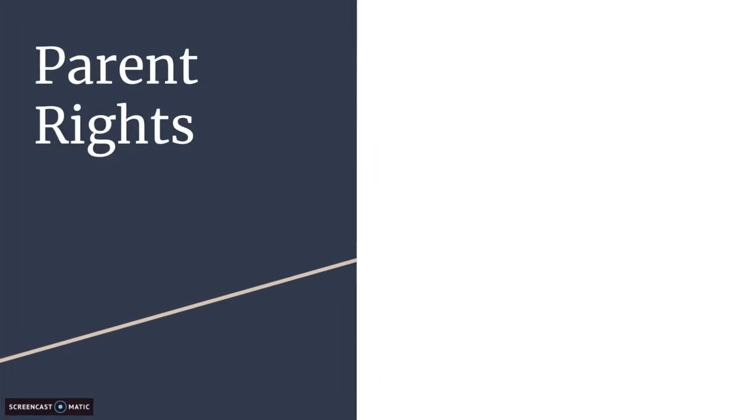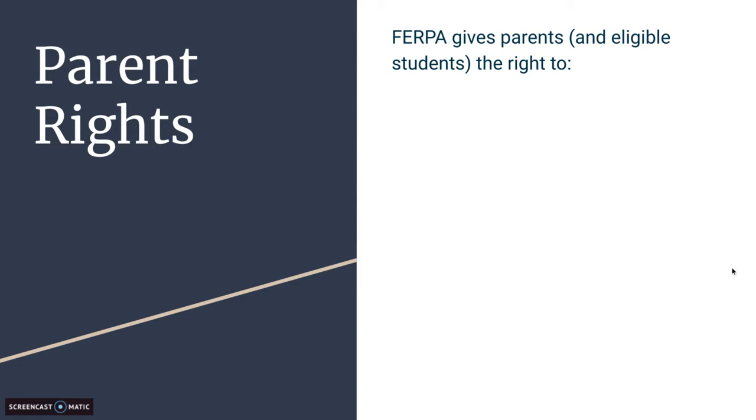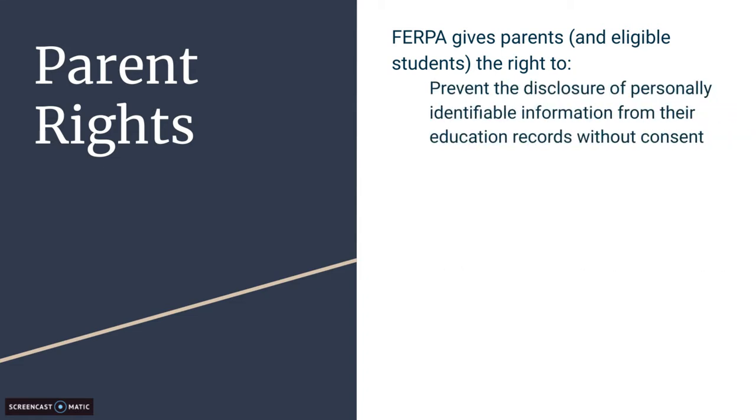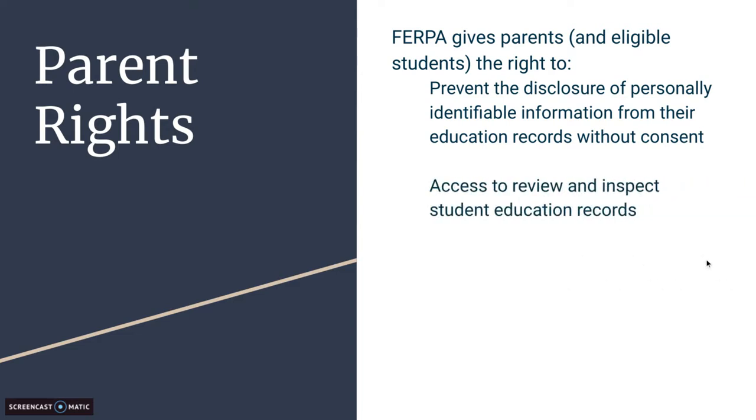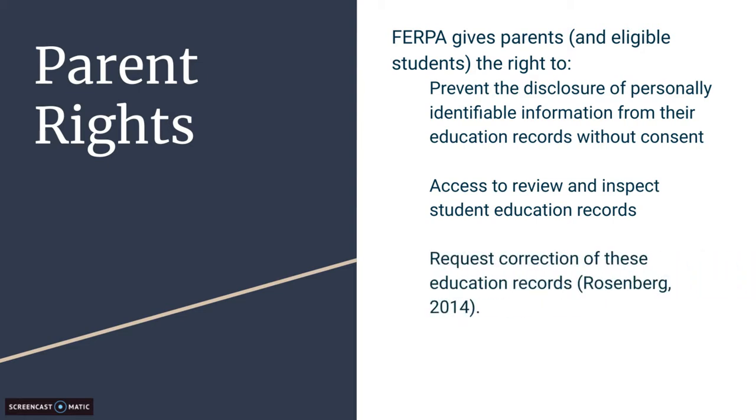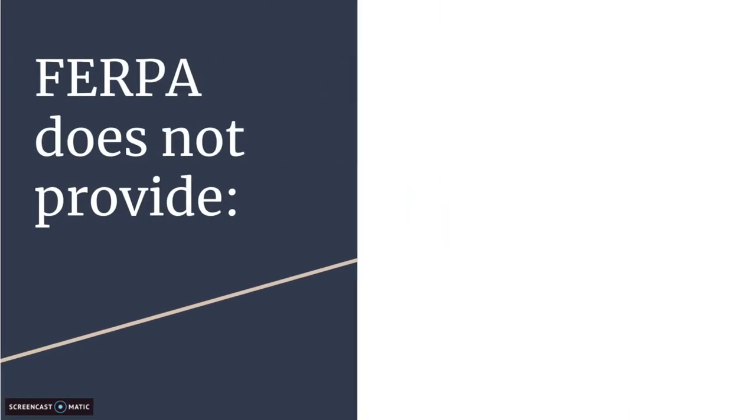So parent rights that are included in FERPA are the prevention of disclosing any personally identifiable information from education records without consent from a parent or an adult-age child. It also provides the right to access, review, and inspect any sort of student education records when needed. And finally, it provides parents the right to request any correction of the educational records.